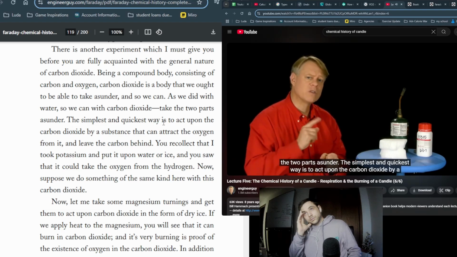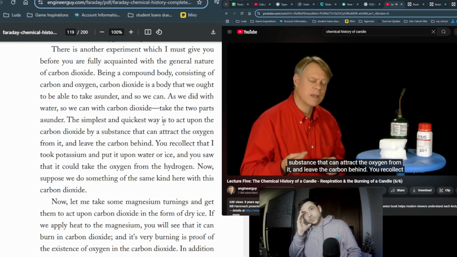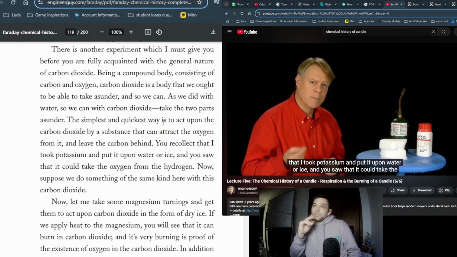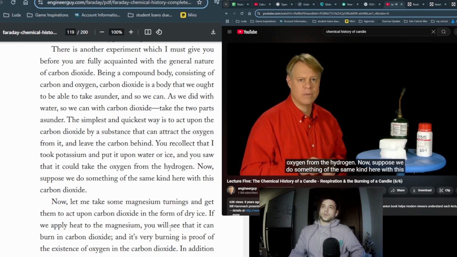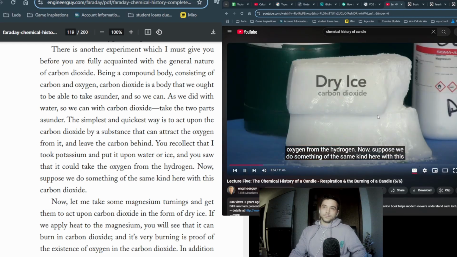The simplest and quickest way is to act upon the carbon dioxide by a substance that can attract the oxygen from it and leave the carbon behind. You recollect that I took potassium and put it upon water or ice, and you saw that it could take the oxygen from the hydrogen. Now, suppose we do something of the same kind here with this carbon dioxide.